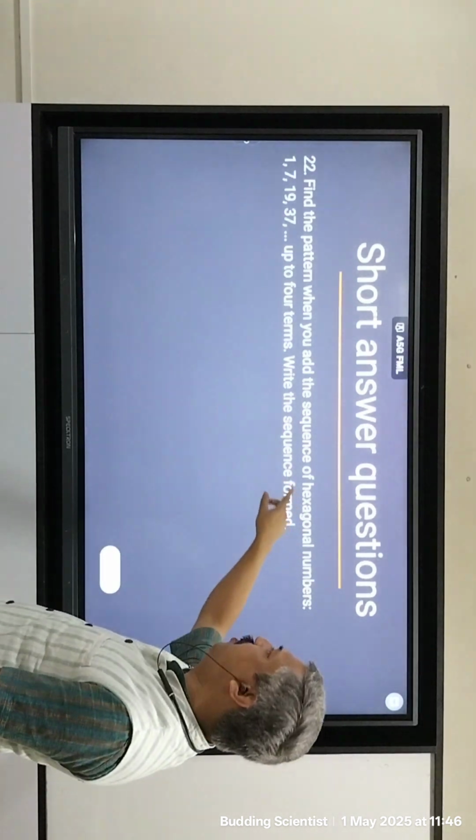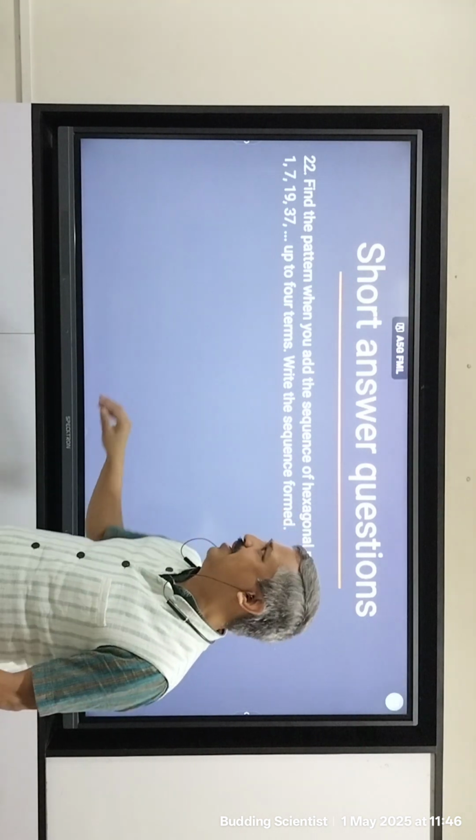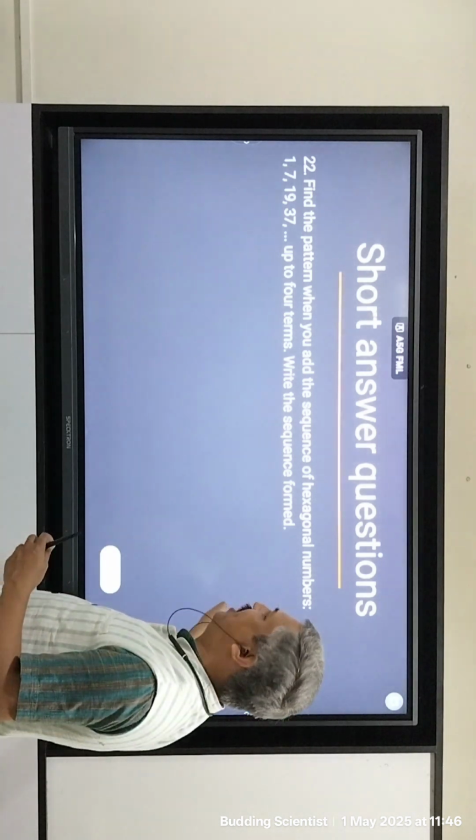That's why it is said up to 4 terms. It is saying up to 4 terms only, because it works only up to 4 terms. Beyond this, it does not. The addition is not a cube number after that.